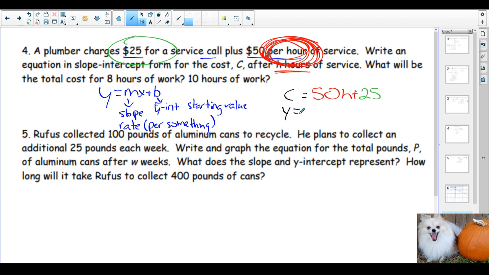Yikes. If they didn't give you C and H, this is equivalent to y equals 50x plus 25. No difference here. What will be the total cost for 8 hours of work, if they give you this follow-up question? 8 hours, you would just replace x with 8. So 50 times 8 plus 25, which is 425. And 10 hours, same idea, would be 525.